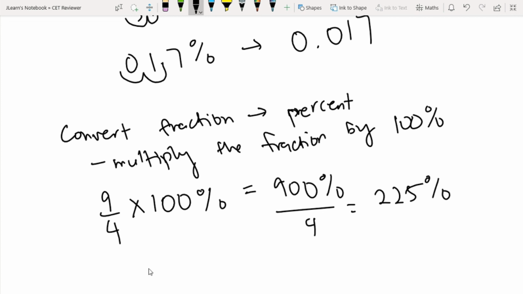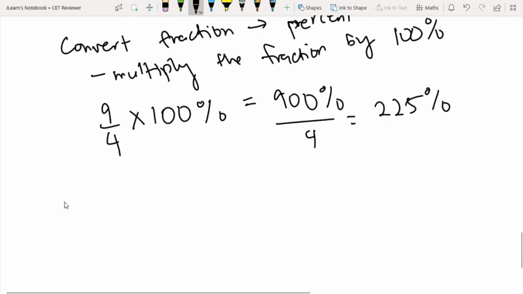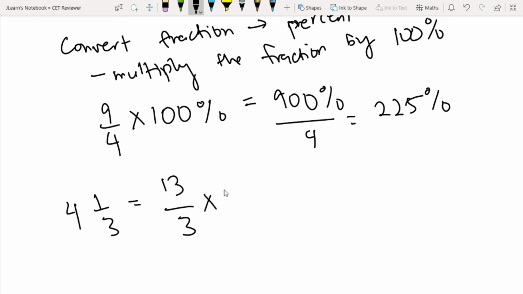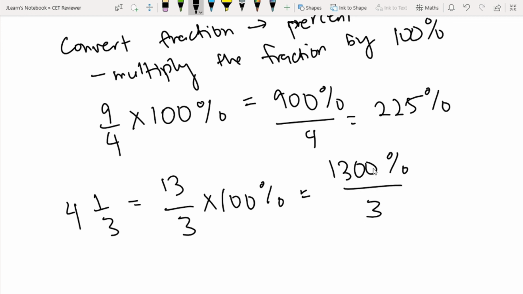Okay, gano'n lang. Paano naman kung mixed number? So kunyari, 4 and 1/3. Convert mo muna to improper. So 4 times 3 plus 1, that is 13 over 3. Then multiply mo ulit by 100%. Okay, so you get 1,300% all over 3. Then, hindi na natin to simplify since hindi naman divisible yung 1,300 by 3.